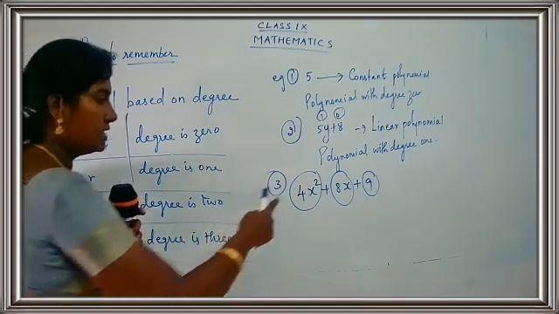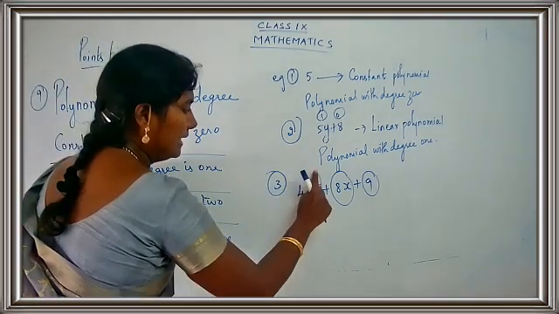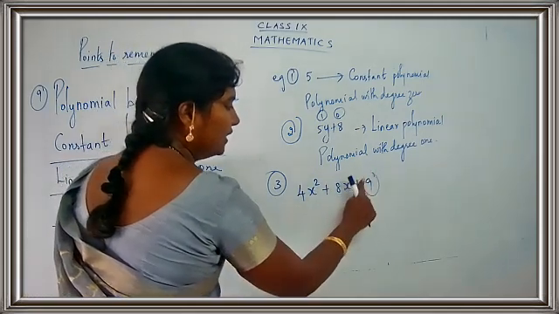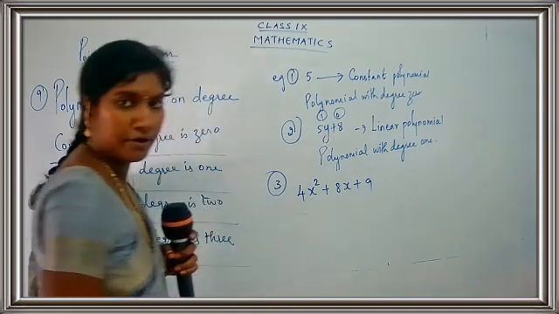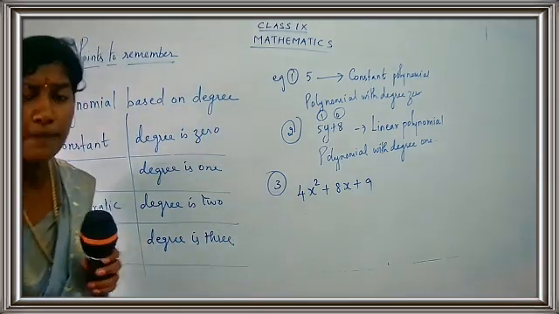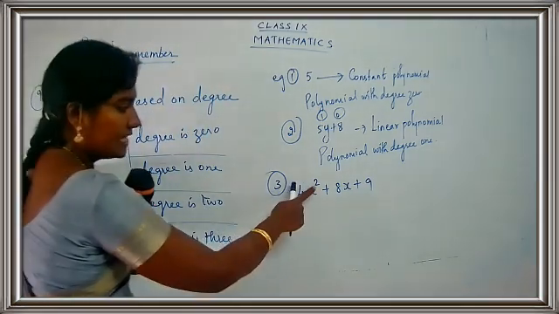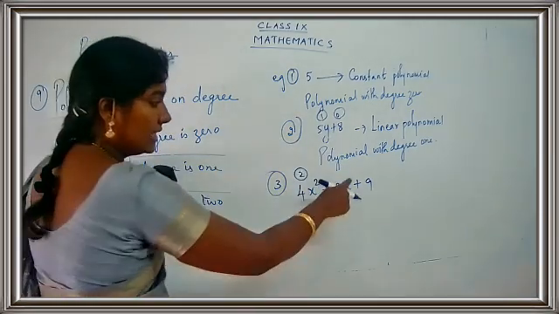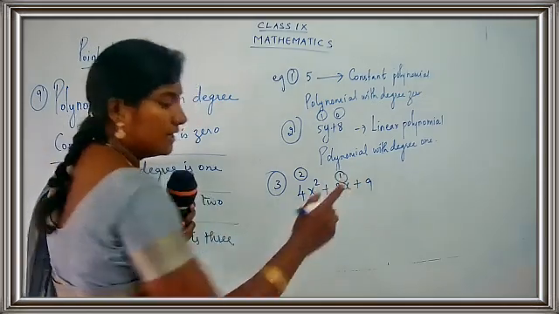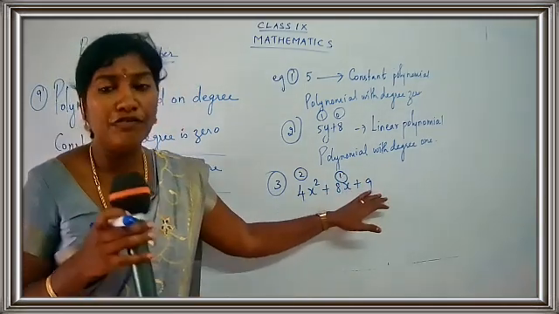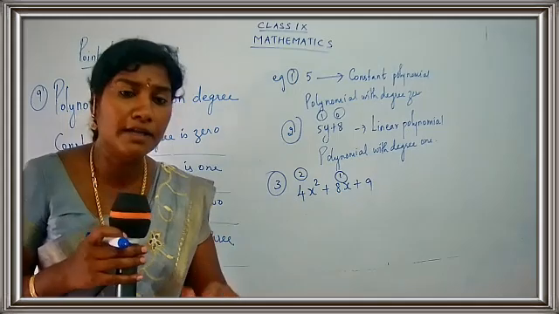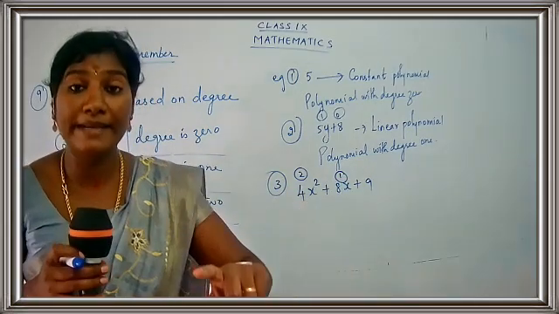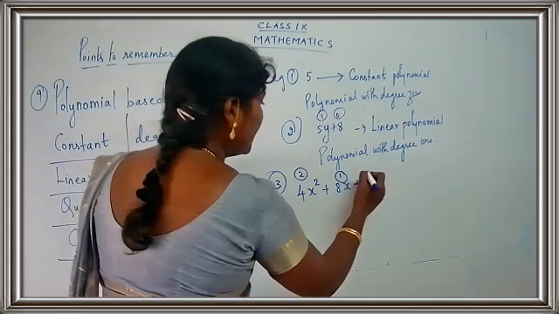Okay, done. So this is a trinomial, but I don't want it in terms of terms. I just want the answer in terms of degree. So let me find out the power. What is the power of x here? 2. What is the highest power? 2. Okay, done. What is the power here? 1, because nothing is mentioned. And what is the power here? Here it is a number. I have told you that if it is a number, the power will be 0. If you have only a number, the power will be taken as 0.